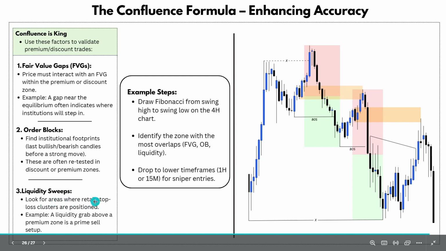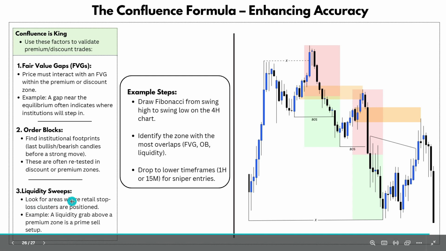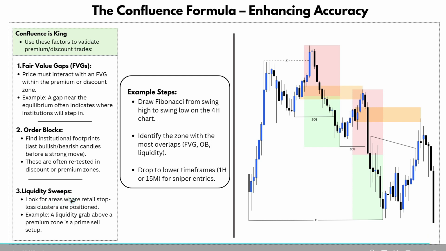The third is liquidity sweeps. Look for areas where retail stop losses are clustered or positioned. Example, a liquidity grab above a premium zone is a primary sell setup. Just like we see here, price was once in an uptrend, then price rallied higher and took liquidity from these old highs, and then dropped lower and gave us a break of structure. This displacement set it up perfectly for a beautiful sell setup.